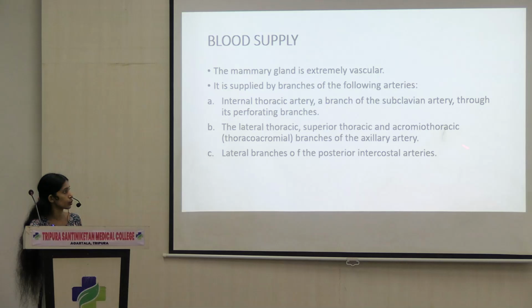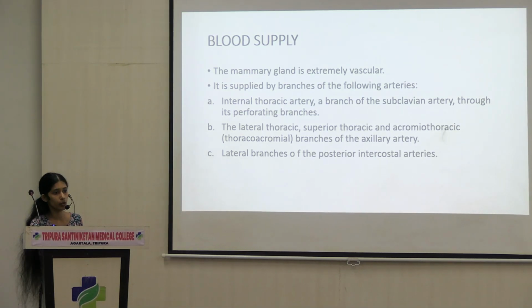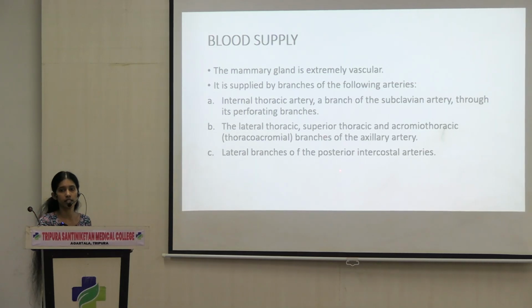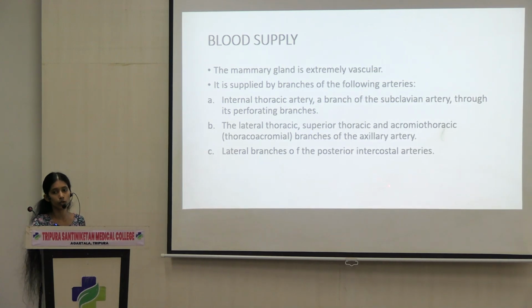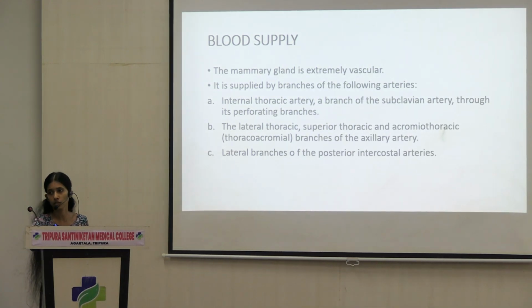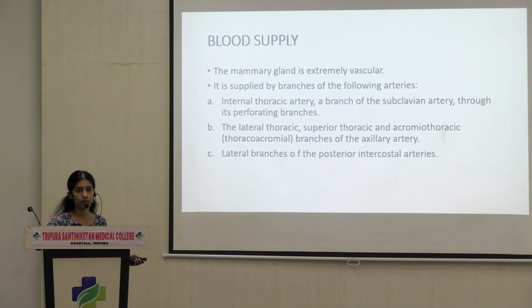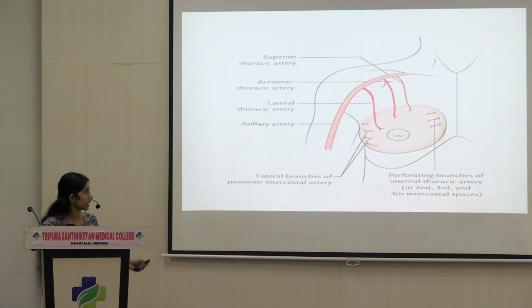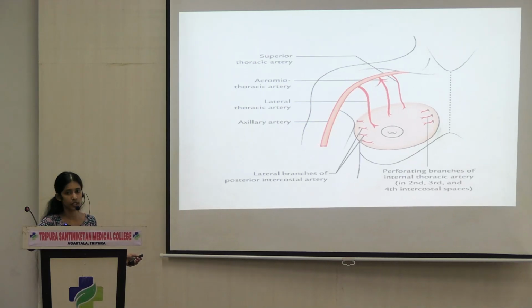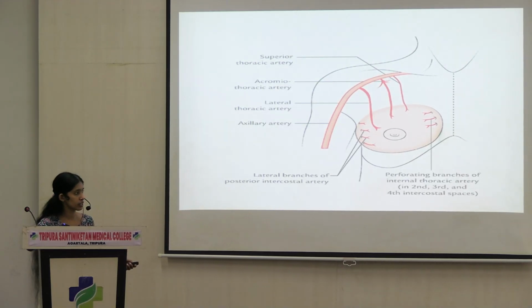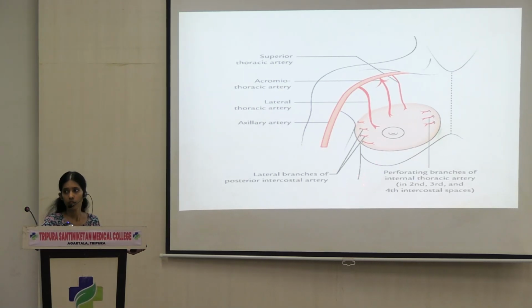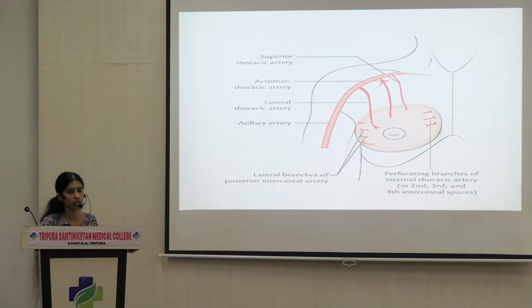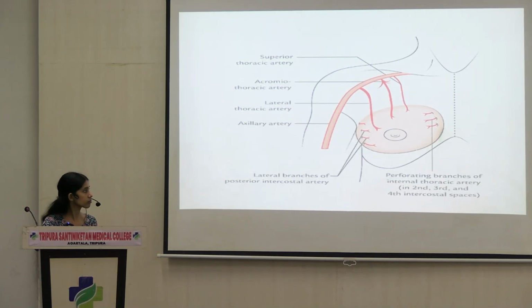Okay. Acromiothoracic, that is nothing but your thoracoacromial branch which I mentioned. These 3 are the branches of your axillary artery, and the last one is lateral branches of the posterior intercostal arteries. These are the 5 branches which supplies to your mammary gland. Okay. So here is the diagram which I have explained. This is from the textbook. Don't forget to mention about the quadrants. First mention about the quadrants, then show the arteries while writing in exams. Okay.